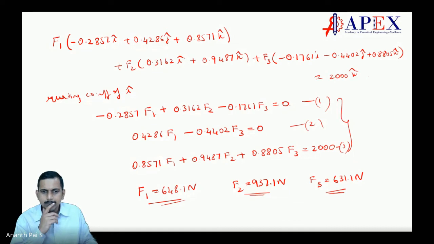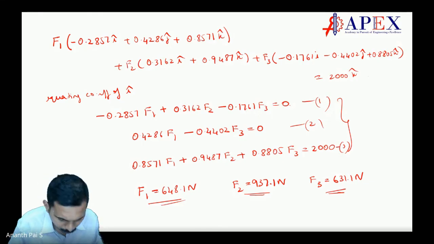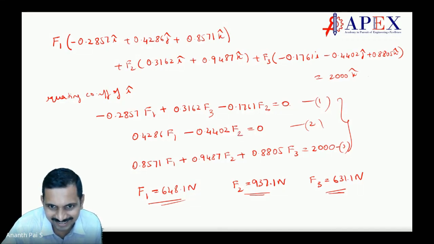Sir, I got F2 as 631 and F3 as 936. That's okay, I suppose. I think you have interchanged. Instead of F2 here, you have put it here. That is the reason you got it like that. Sir, in equation 1, the second term, F2, should be 0.3162 F3, no, sir? In equation 1. No, sir. F2 is CB, right, sir? Okay, okay. Equations interchanged, maybe. Correct. I am very sorry.